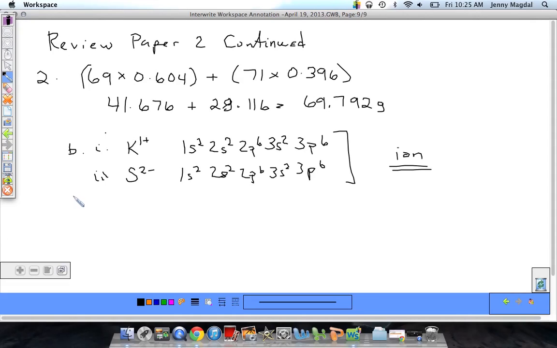And in part C, we're dealing with the continuous and the line spectrums. So continuous, we have all colors, and in the line spectrum, we just have only specific ones. Or instead of colors, you could have wavelengths or frequencies. All of those would be good answers.